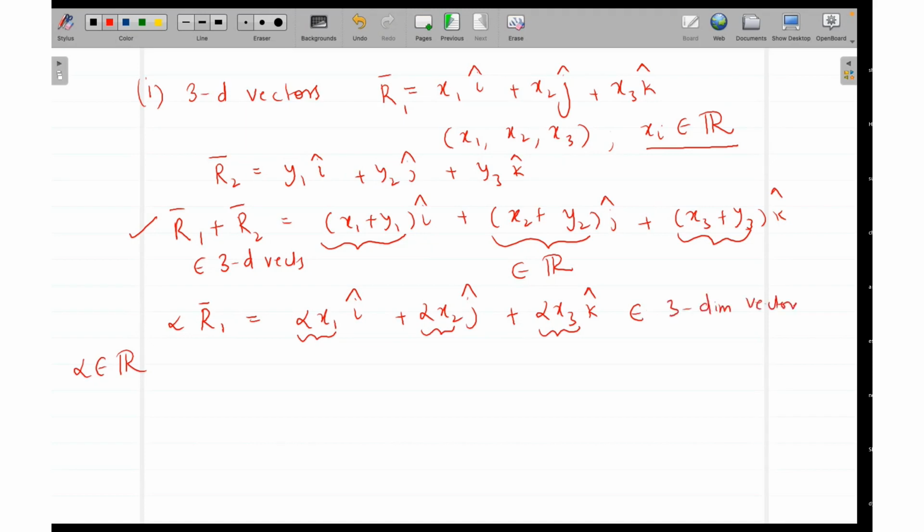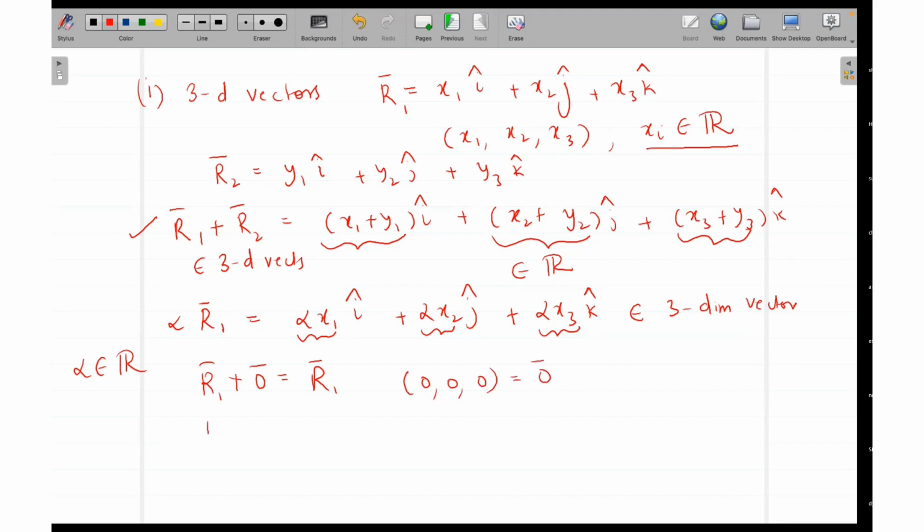Now, is there any zero vector, such that when I add this vector, it should still be the same? So what will be the zero vector? 0 i plus 0 j plus 0 k, absolutely right. So component 0, 0, 0, that will be called as the zero vector, right?